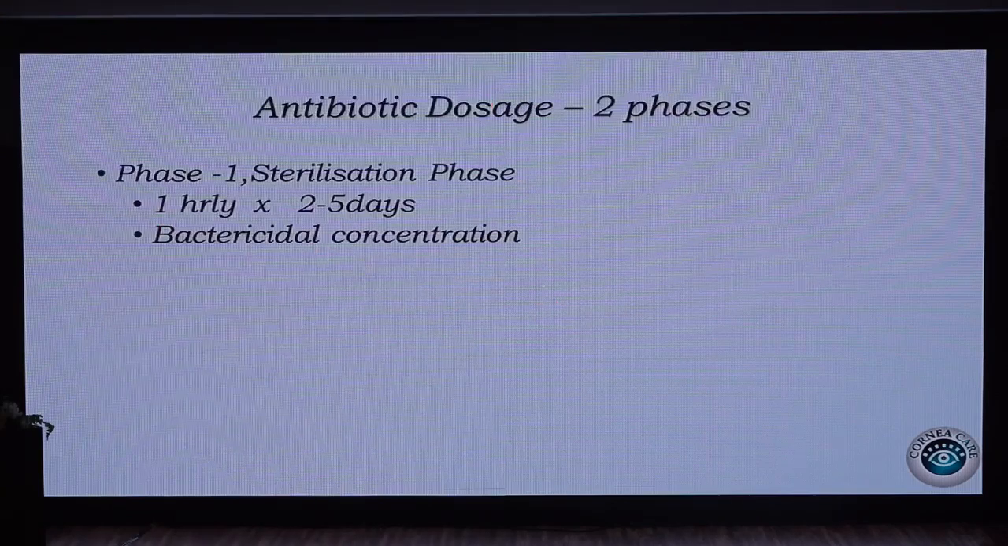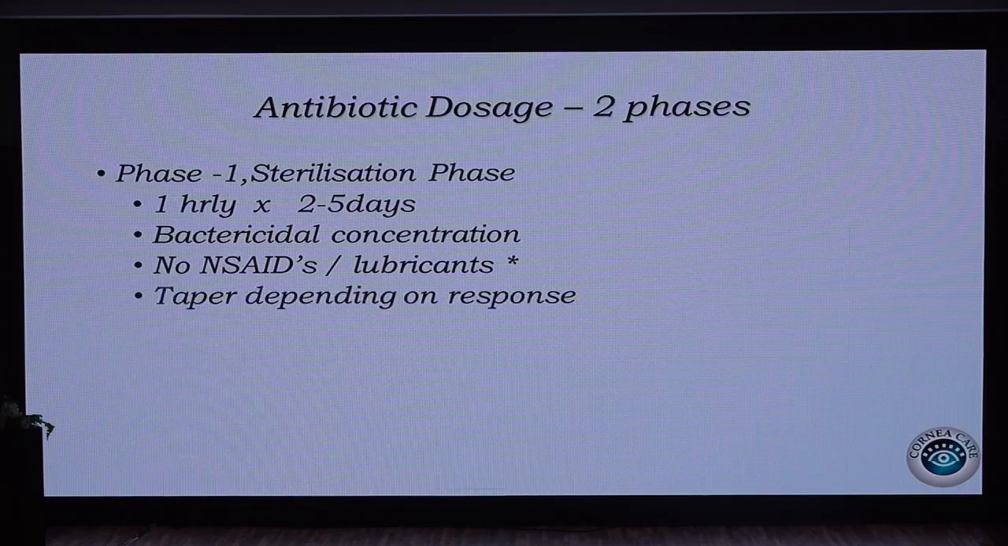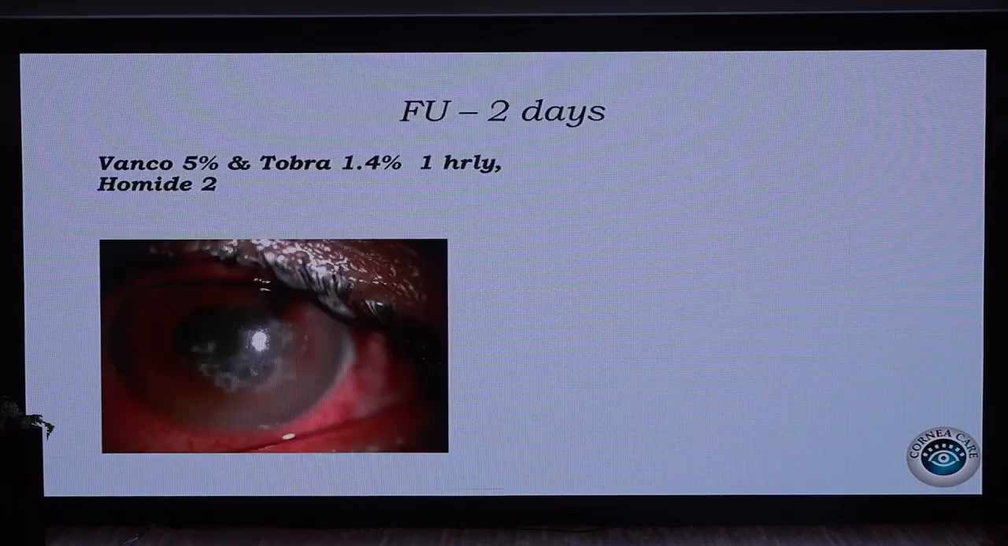So initially the dose should be 1 hourly. That period can be 2 to 5 days depending upon the response you see, because at that time we want to kill most of the bacteria. No NSAIDs. And even lubricants don't have any role unless the patient is having concomitant problems like dry eye. Otherwise, the ulcer patient is already watering a lot. And then you have to taper the drugs.